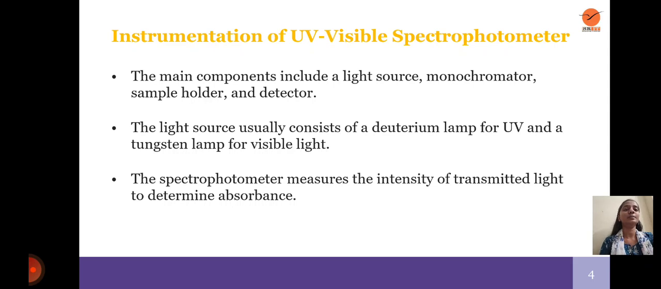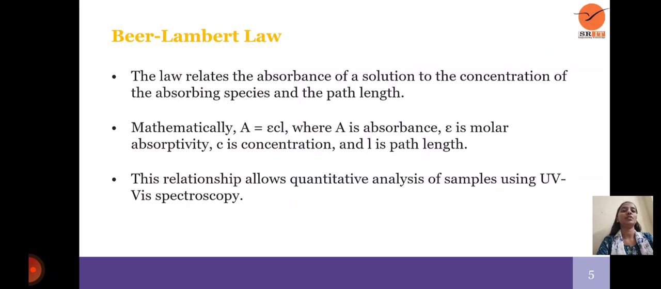Instrumentation of UV visible spectrophotometer. The main components include a light source, monochromator, sample holder, and detector. The light source usually consists of a deuterium lamp for UV and a tungsten lamp for visible light. The spectrophotometer measures the intensity of transmitted light to determine absorbance.